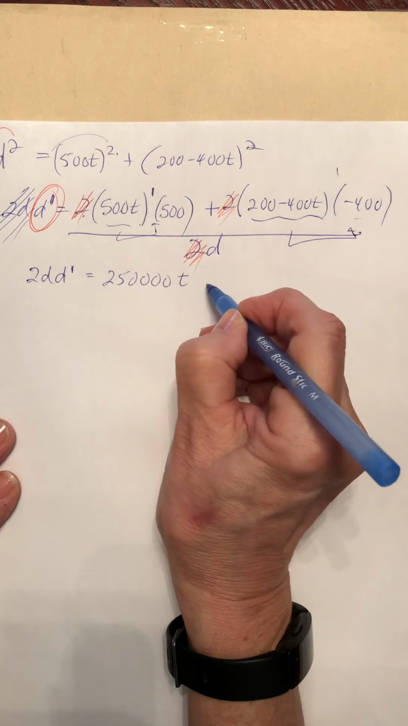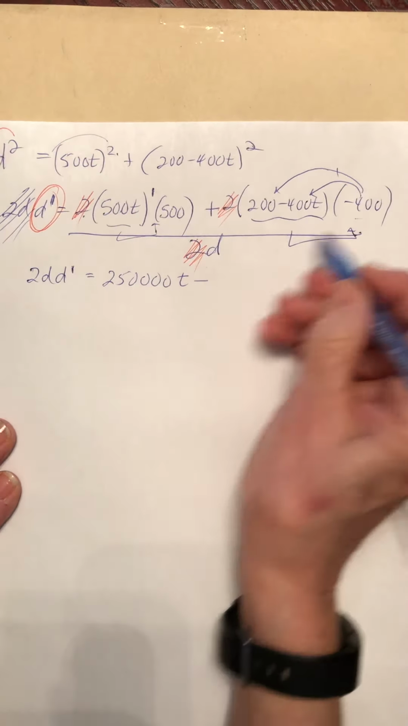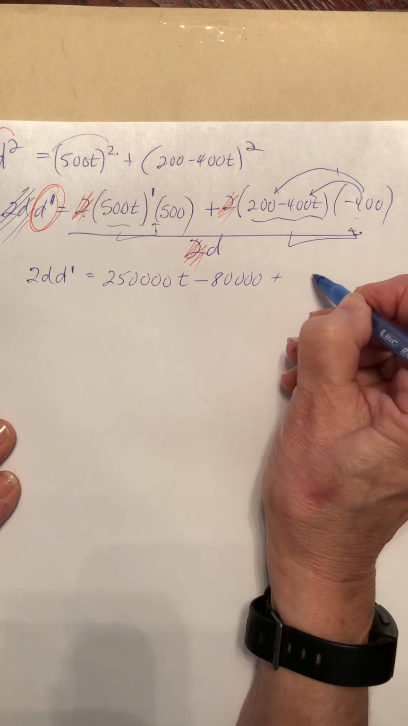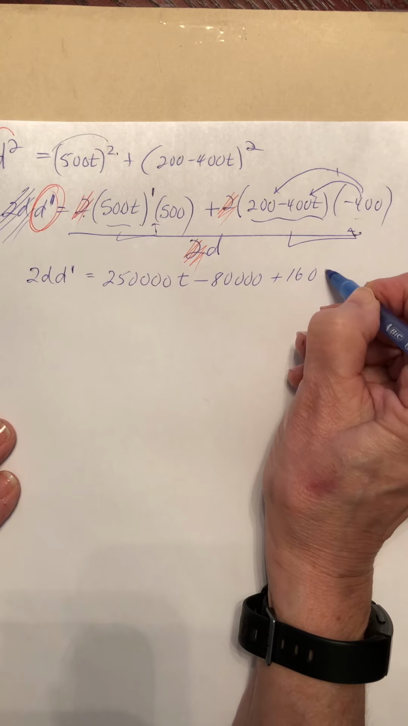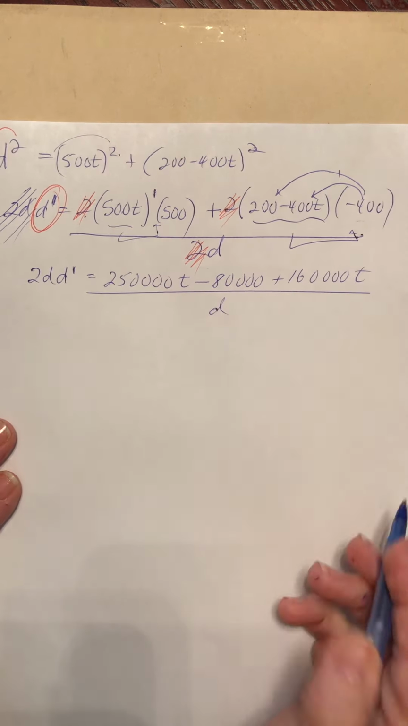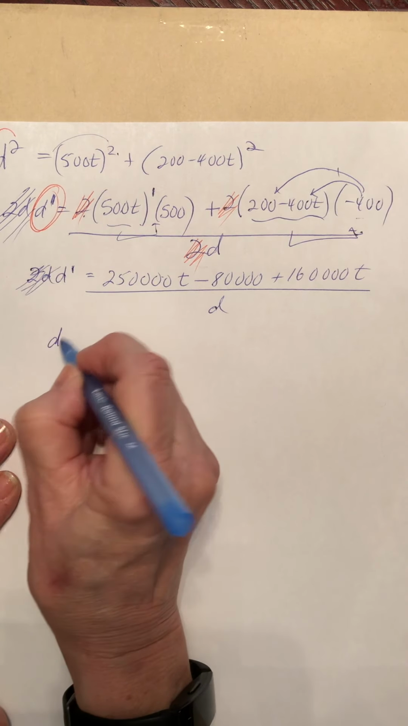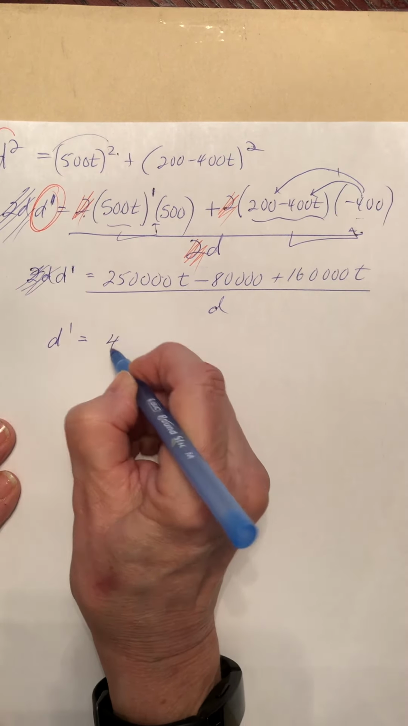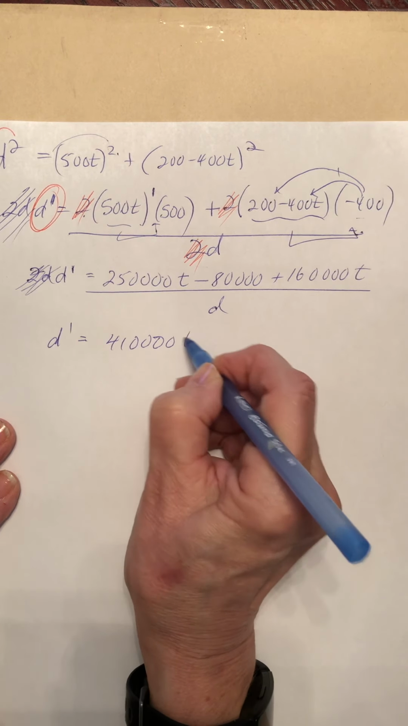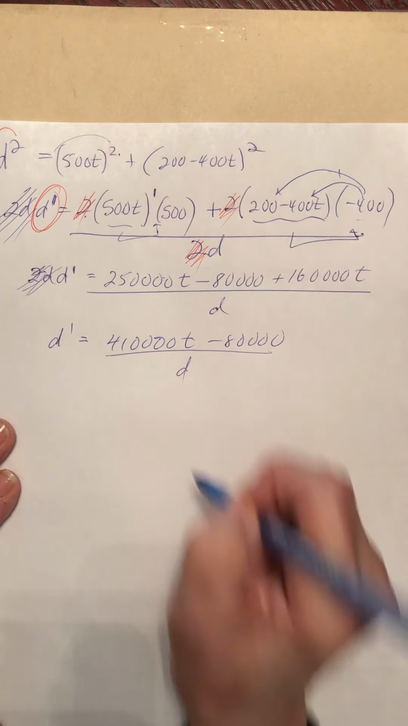250,000 t, and then you're going to do some backwards multiplying here. You get minus 80,000 plus 160,000 t. This is over d. I can put my t's together here. Oh, sorry, this is gone. So I have d prime being 410,000 t minus 80,000 over d.